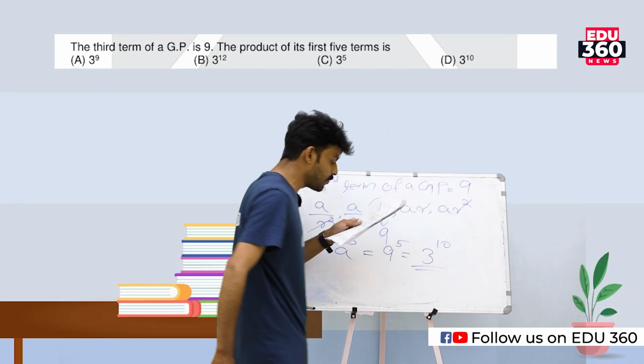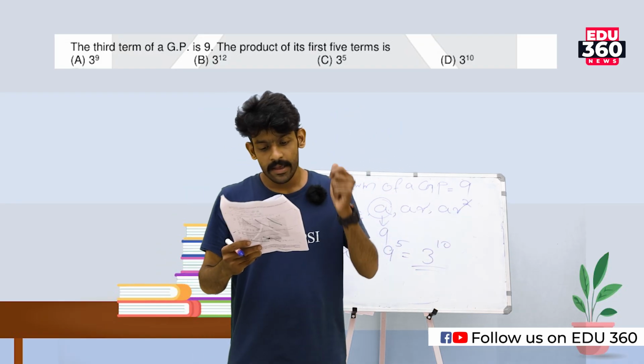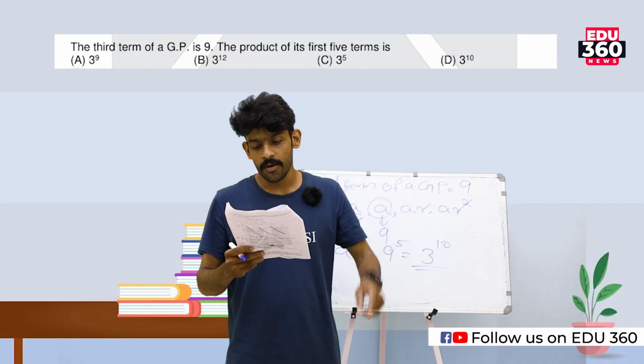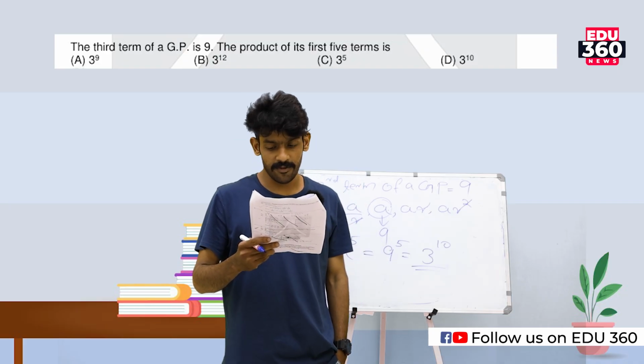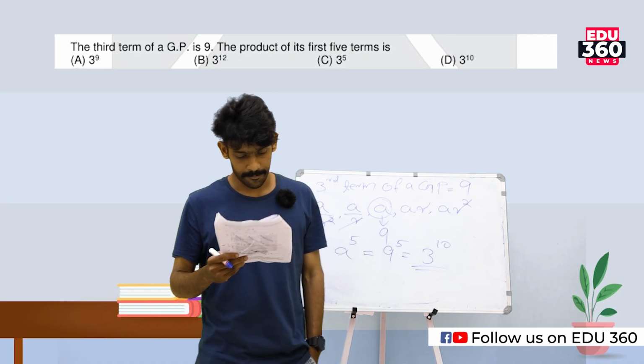Because in the options you can see 3 raised to 9, yes, 3 raised to 9, 3 raised to 12, yes, 3 raised to 5 and 3 raised to 10. So, for this question, option D is the correct answer.